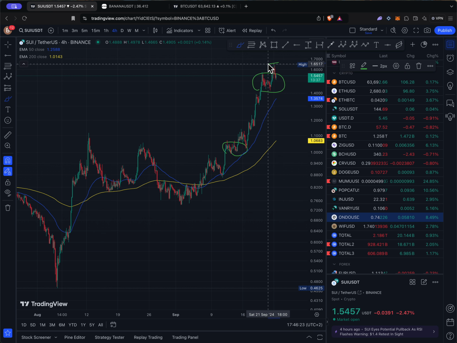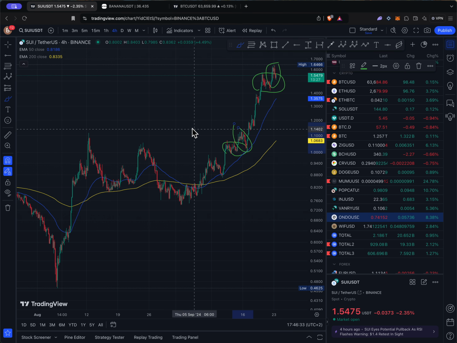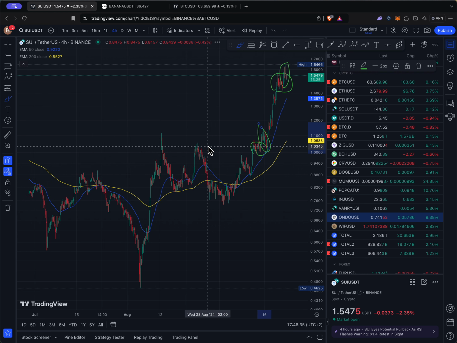And now this looks like this. This seems that it wants to keep pushing up. It's unbelievable how strong this coin is right now.